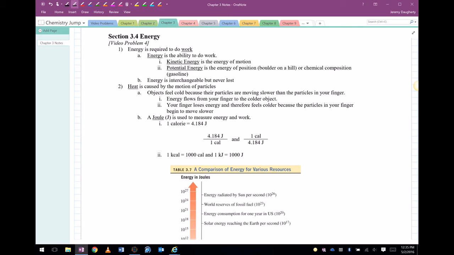Now, there are two types of energy that we deal with. Kinetic energy, which you guys know is energy of motion. And here for us, we're going to be mainly talking about particles that are moving. Then there is potential energy, and there's positional potential energy, but what we mainly talk about is chemical composition. This is maybe like the energy that's stored in a chemical bond.